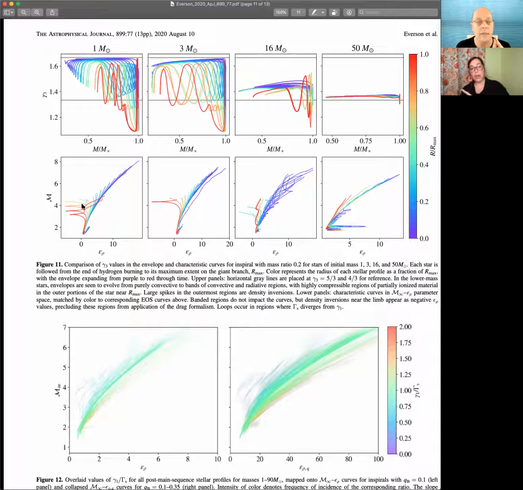We also have some higher mass stars. We have a 16 solar mass, which is intermediate mass, and then our 50 solar mass.